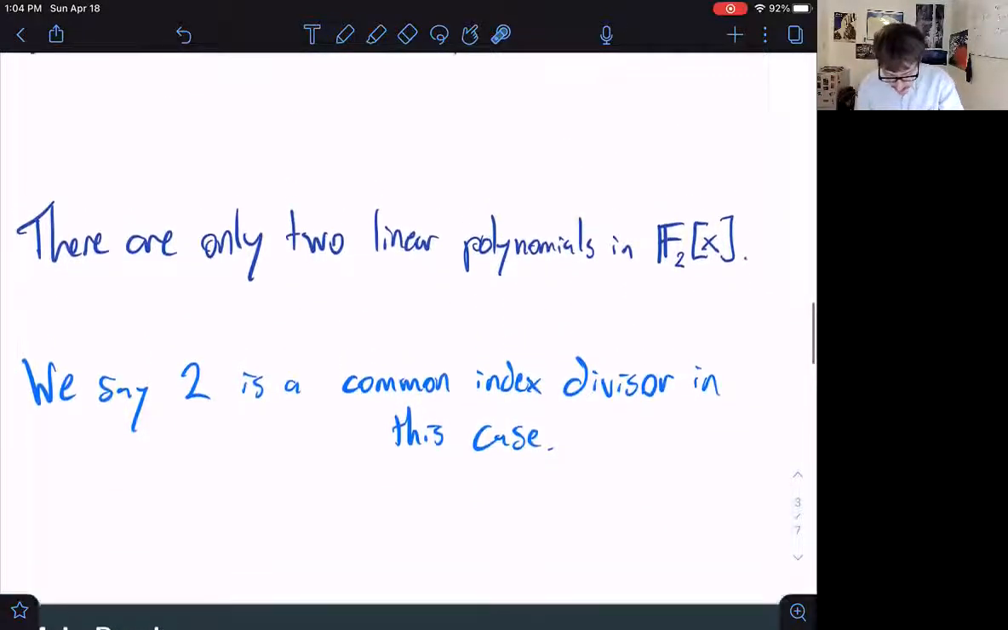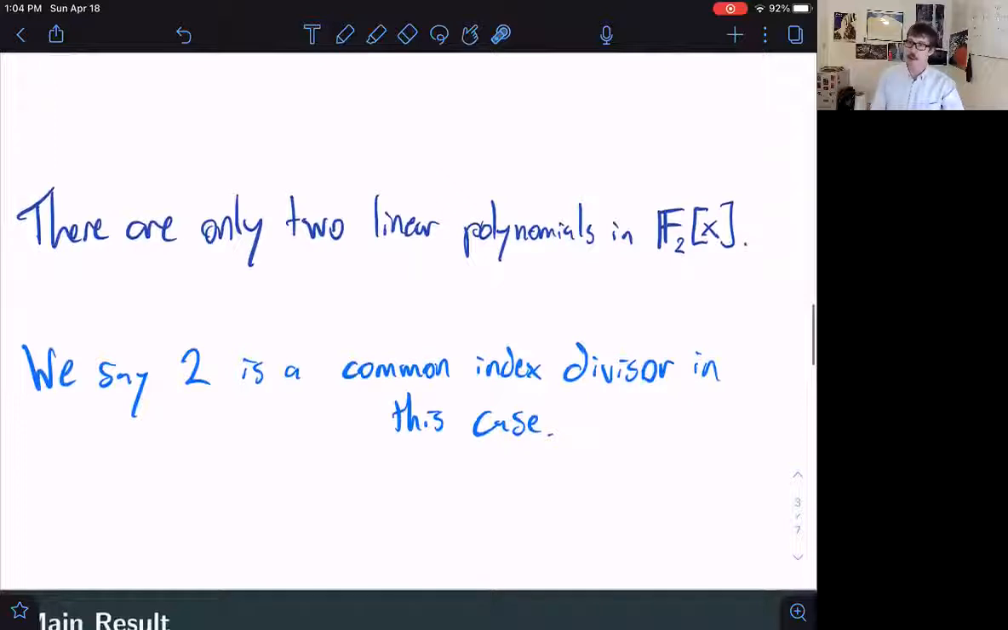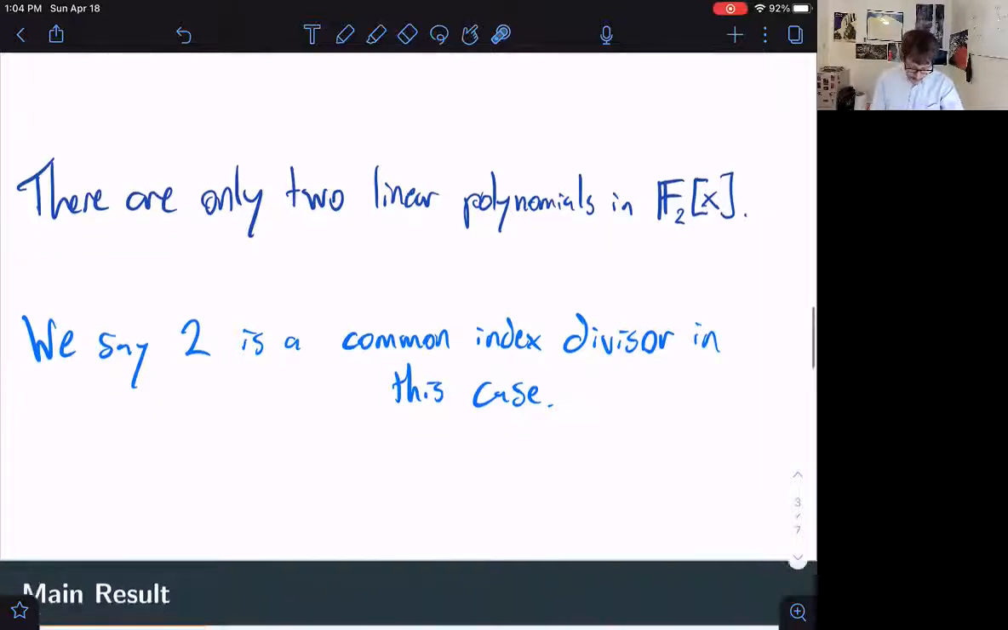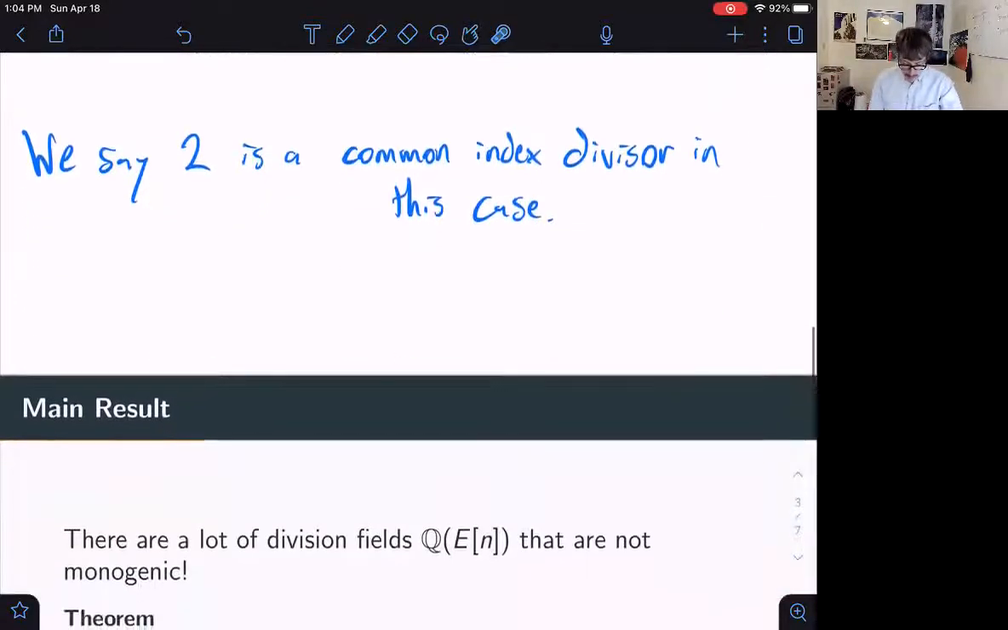Okay, cool. So we got common index divisors, and we're asking the question about whether or not monogeneity is this phenomenon you always get with torsion, with adjoining torsion points, whether division fields of elliptic curves are monogenic. And the short answer here is no.